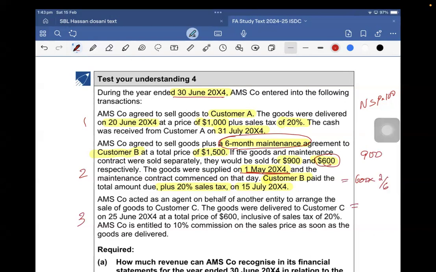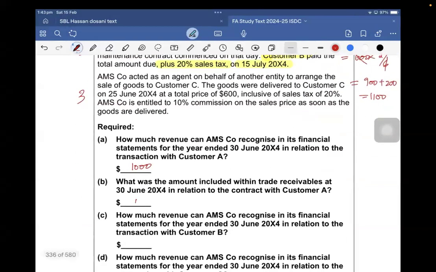Together, how much could it be? It's 900 plus 200, which is 1100. Understood? Clear? So we will recognize only the 2 months period for the service, because, yeah, exactly. Understood?